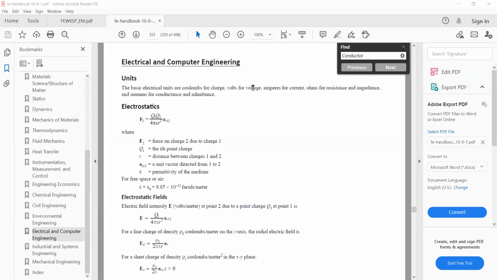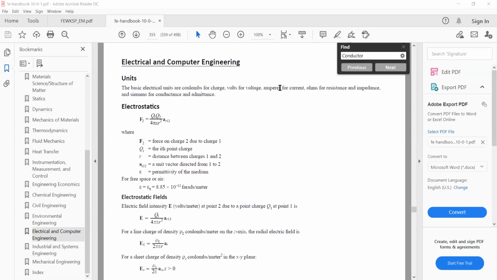So firstly, we're going to look at what the FE handbook looks like for electrical and computer engineering, or in this case, today's topic, which is electricity and magnetism. As I said earlier, the electricity and magnetism section is actually under electrical and computer engineering. When I was looking for it before, I searched for electricity and magnetism in the find, and it wasn't finding anything. Huh, strange. It was actually under a different name than I expected. So that's one thing to keep in mind.